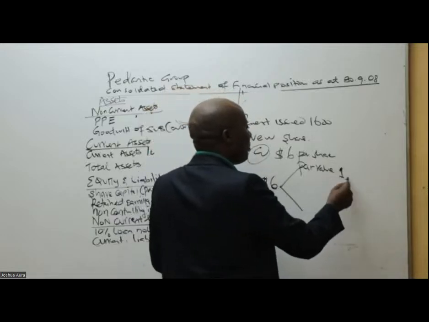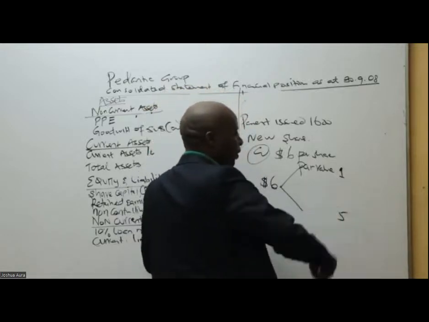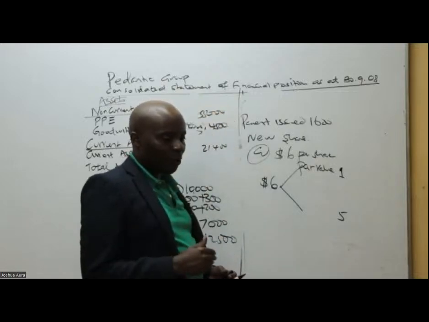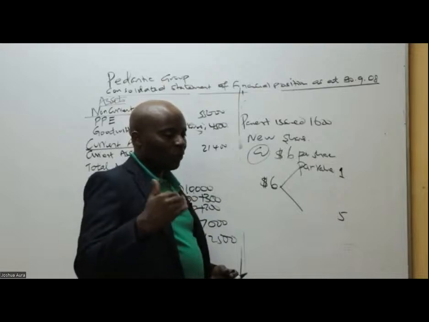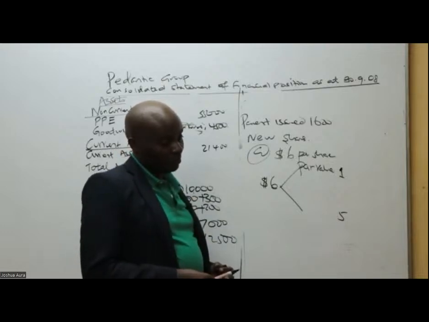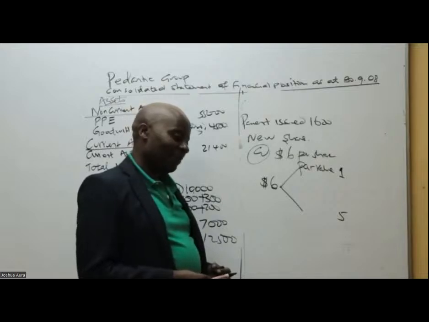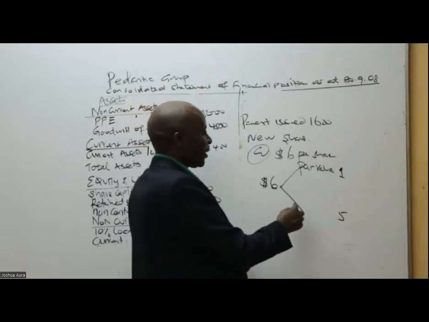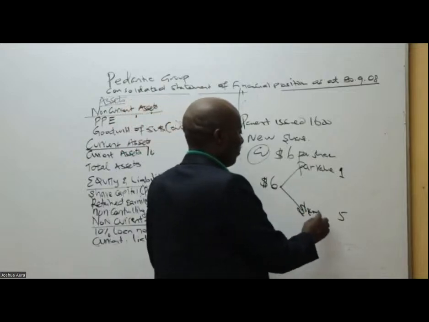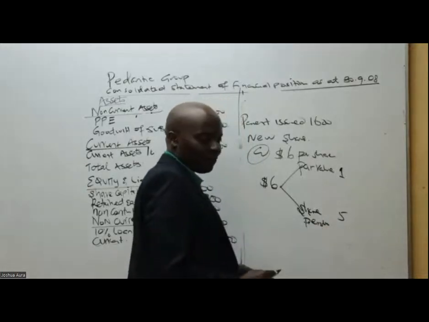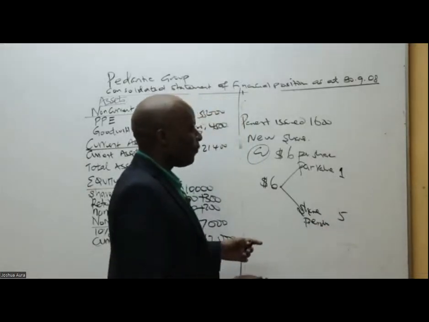So then what name do I give to this 5 for me to get 6? The amount issued over and above the par value should be given which name? Share premium. Thank you very much. So share premium is 5.